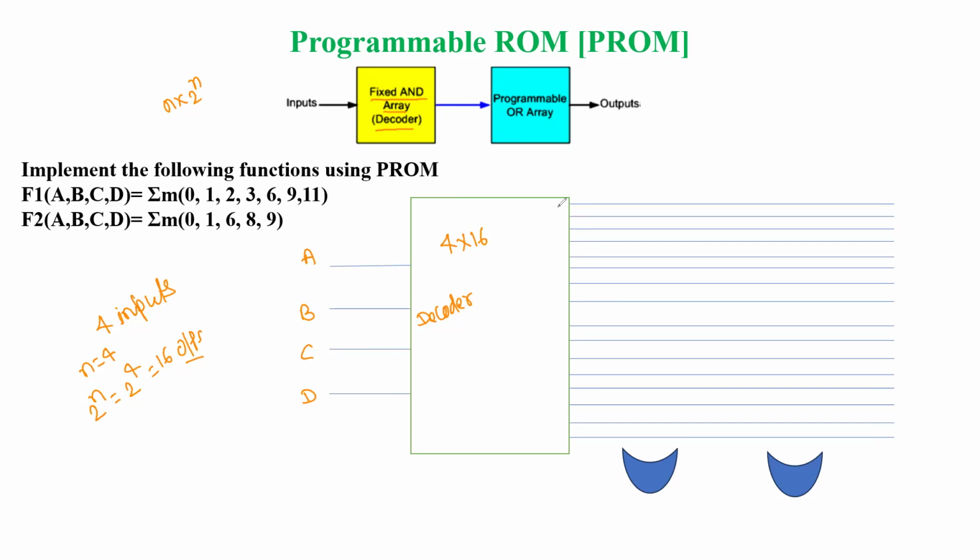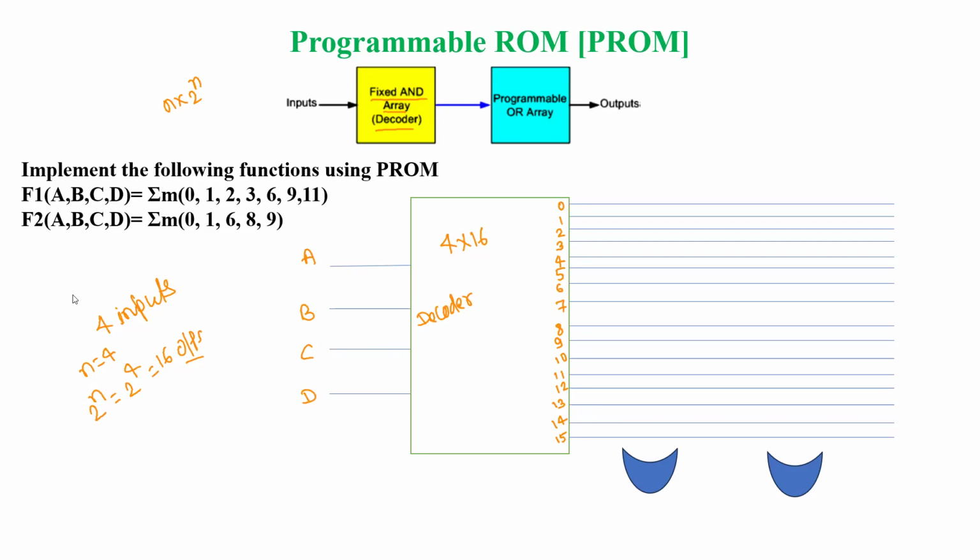Now, here we have 16 outputs. Those outputs we can write as 0, 1, 2, 3, 4, 5, 6, 7, 8, 9, 10, 11, 12, 13, 14, 15. In digital electronics, we always start counting with 0. That's why we have 0 to 15.